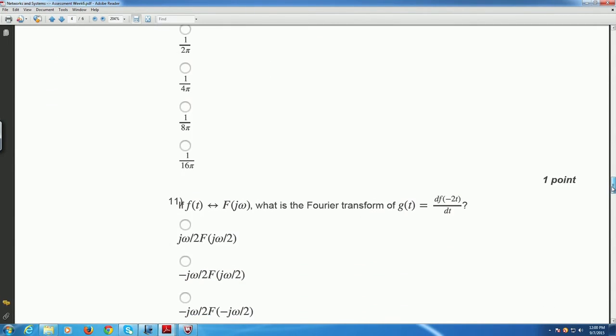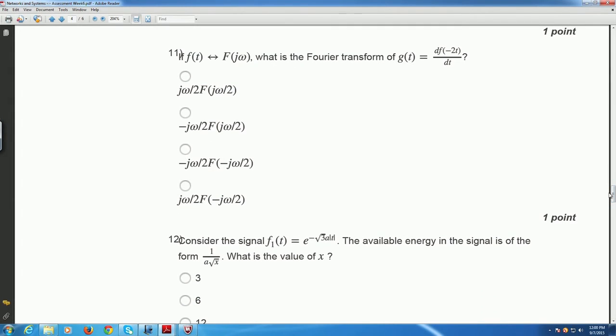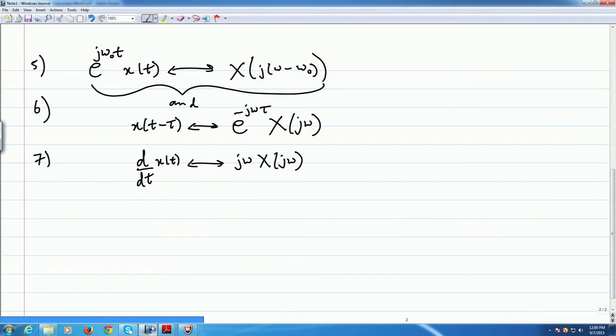All right. So, the 11th question is once again using two properties, f of t to F of j omega. What is the transform for g of t, which is d by dt of f of minus 2t? There are two properties you have to use for the 11th question. x of a t transforms to 1 by mod a, remember the mod, you should not forget the mod, X of j omega by a. And then the other property is right here, the derivative is j omega times X of j omega.